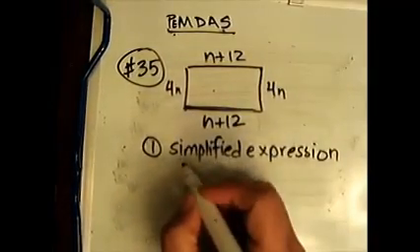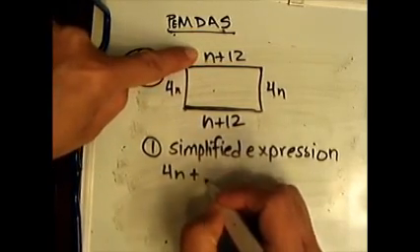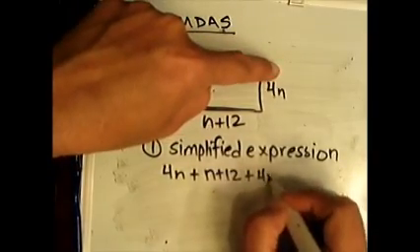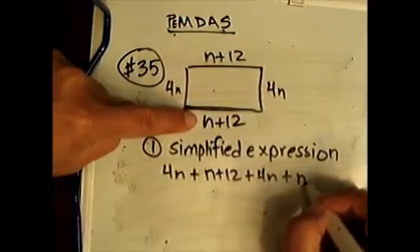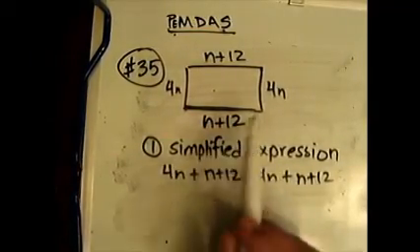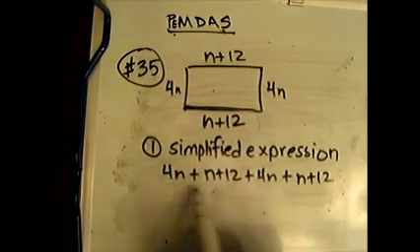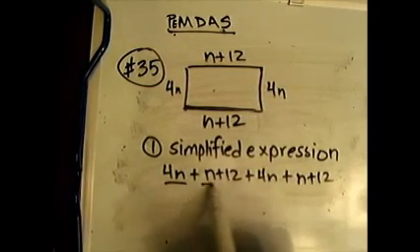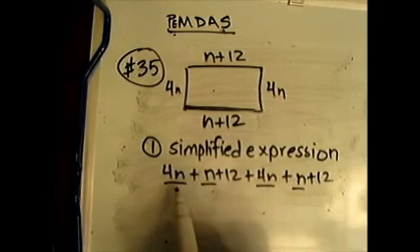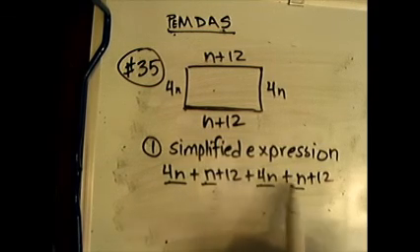So let's do that. Let's add up all the sides. You have 4n plus n plus 12 plus 4n plus the last side here, n plus 12. Now you go ahead and add up all the sides. This is not simplified, because simplified means you need to add all your like terms. So let's add up everything that has an n. How many n's do we have here? There's 4 here, 1 here, 4 here, 1 here.